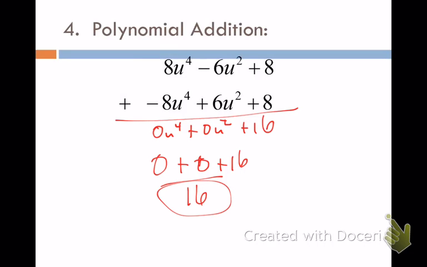But I wanted to make sure that we added the zeros in here because the 8u to the 4th and the negative 8u to the 4th don't just simply cancel, right? That's what a lot of people say. And we don't want to say that because you start thinking that they just eliminate and there's nothing there. And the problem is there's a 0 there. Now it turns out we don't need to write the 0 because we're getting 0 plus 16, and so we just get 16.